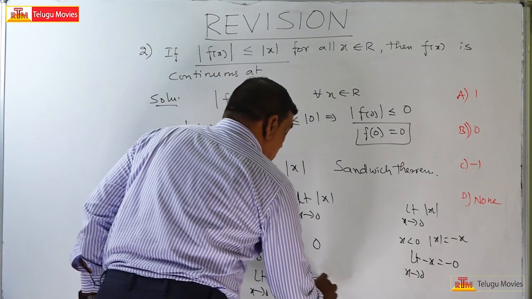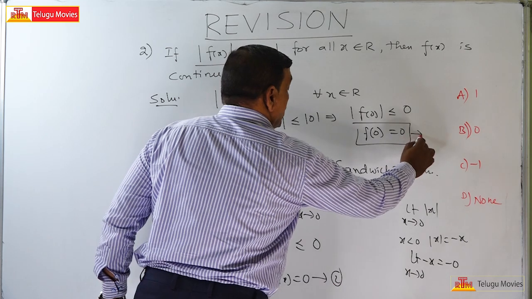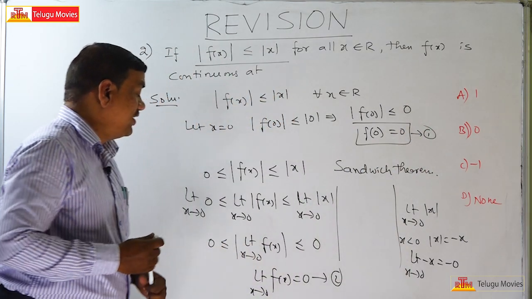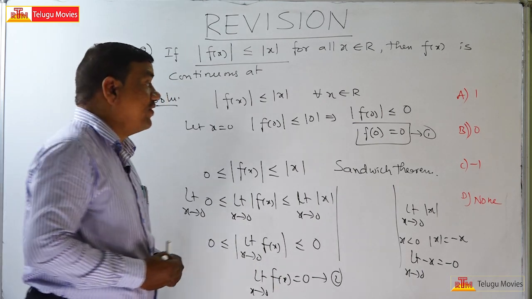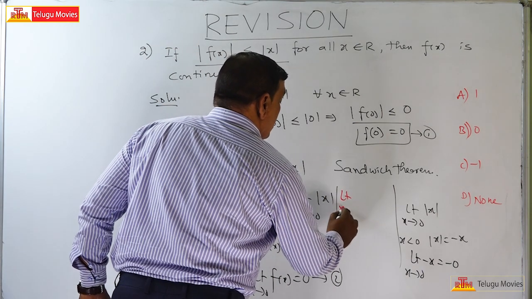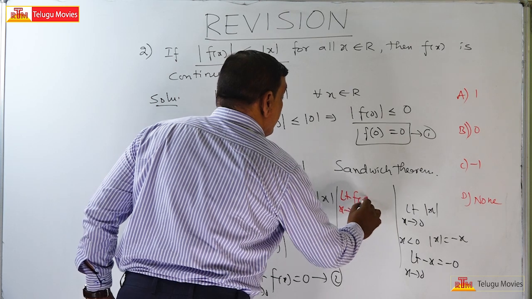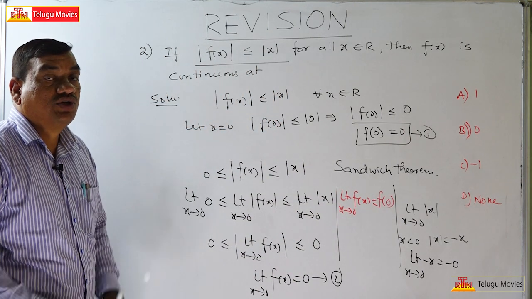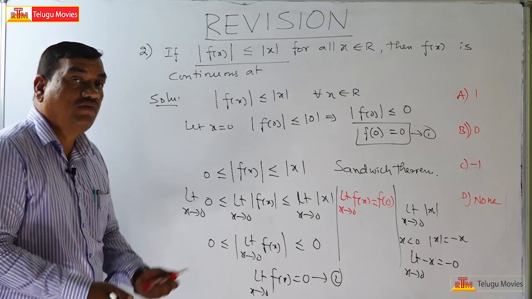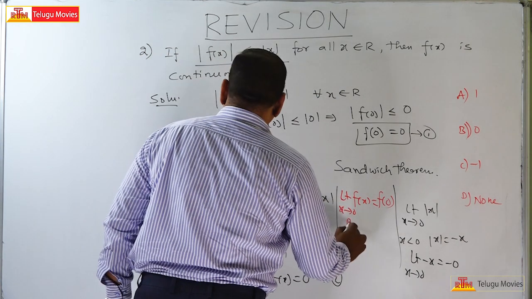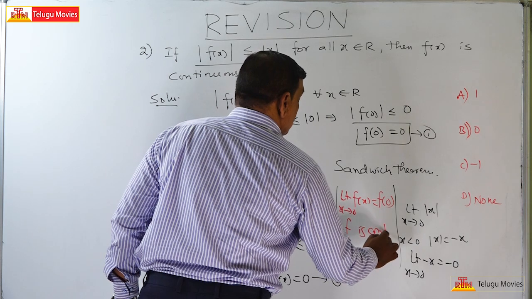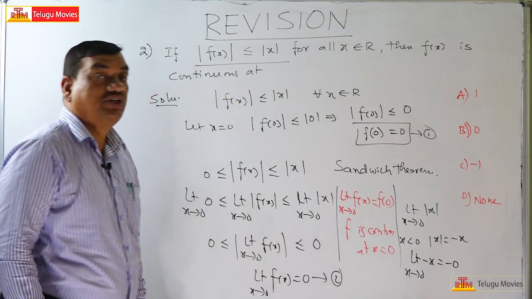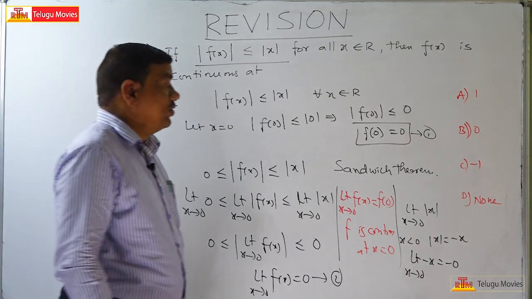You call it as 2 and you call it as 1. See here, from 1 and 2, the limit as x tends to 0 of f of x is equal to f of 0. Limit as x tends to 0 of f of x is equal to f of 0 means what? f is continuous at x equal to 0.